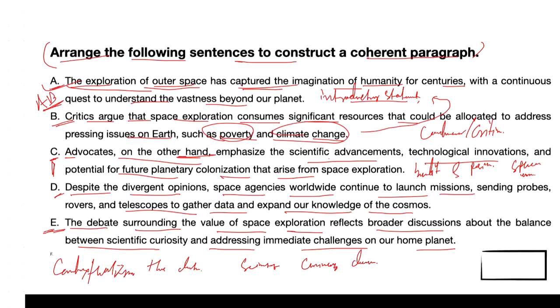Therefore, the sequence is as it is: A, B, C, D, E. This creates a coherent paragraph that explores the multifaceted nature of the debate surrounding space exploration, encompassing different perspectives and arguments. So hence the answer should be A, B, C, D, E, or 1, 2, 3, 4, 5. Hope you understood the text or the question and its answer.